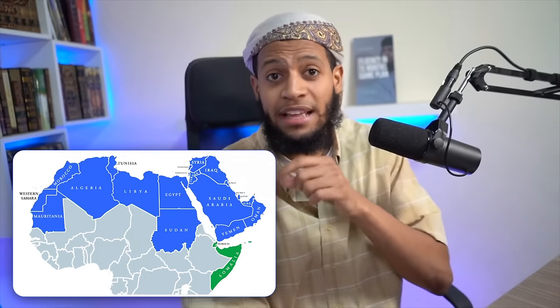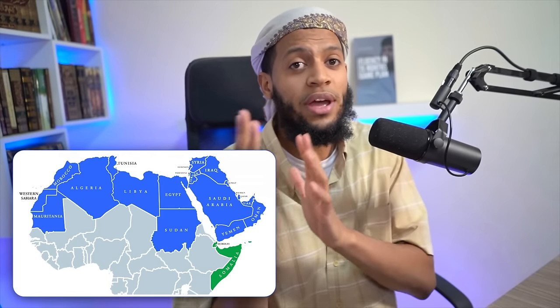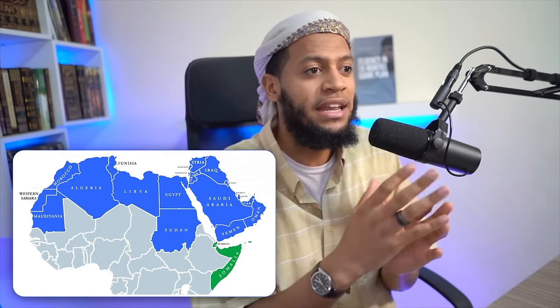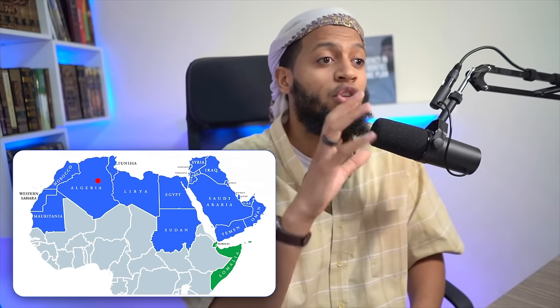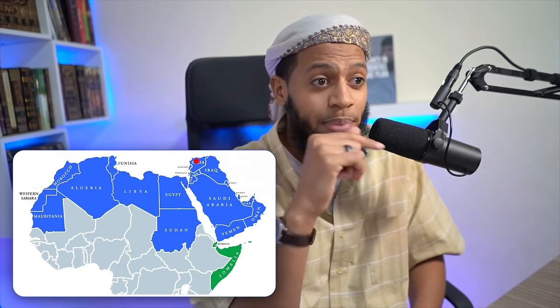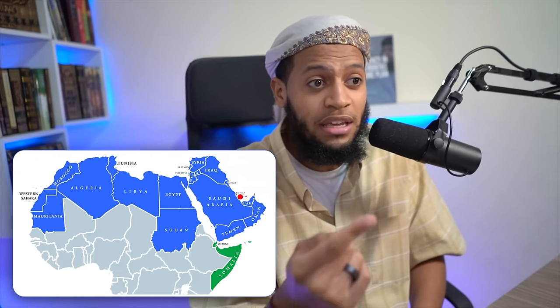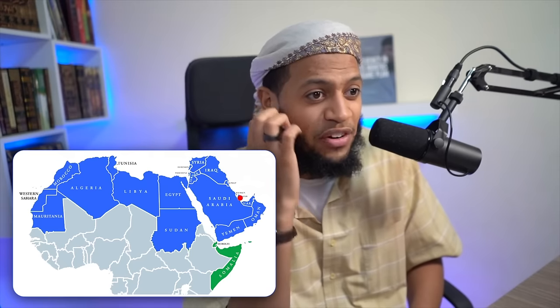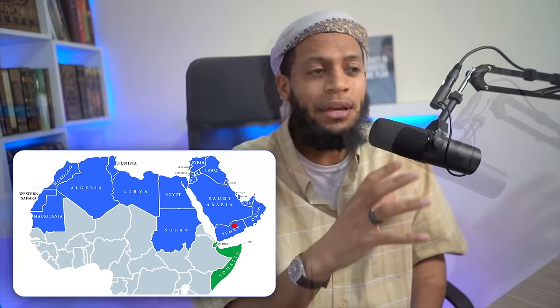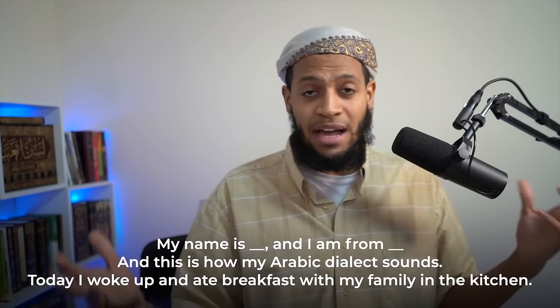And we are going to start looking at this map right here. We are going to start from the west, going all the way to the east. So we have Mauritania, Morocco, Algeria, Tunis, Libya, Egypt, Sudan, Syria, Palestine, Saudi, Iraq, UAE. You have Qatar in very little, Oman and Yemen. So all of them are going to say exactly the same thing, which is: Salaam alaikum, my name is, I am from, and this is how my Arabic dialect sounds.